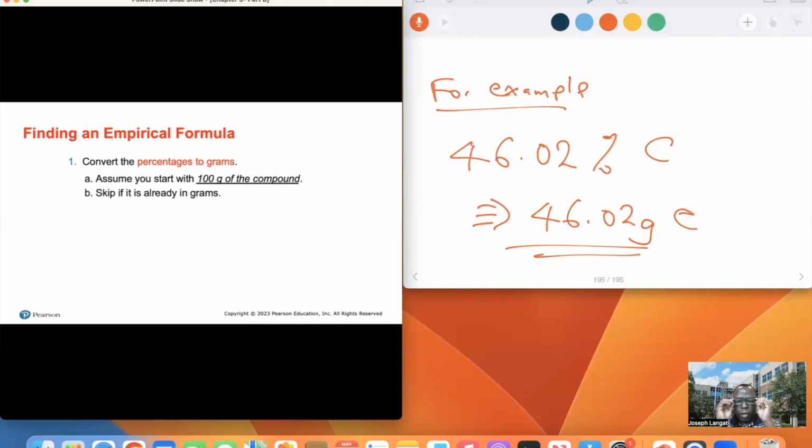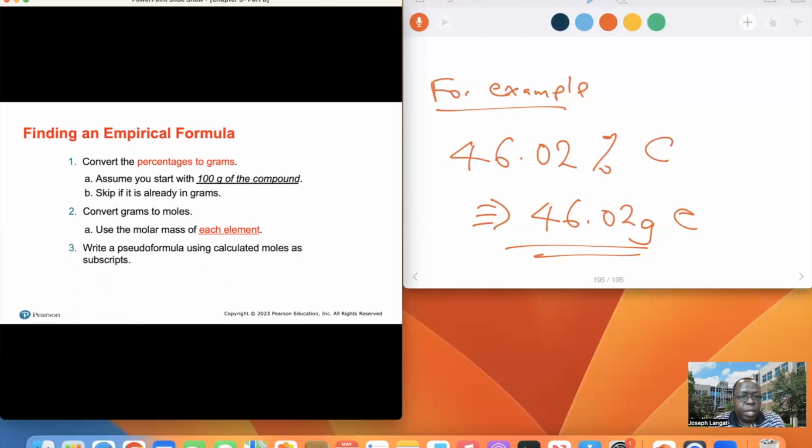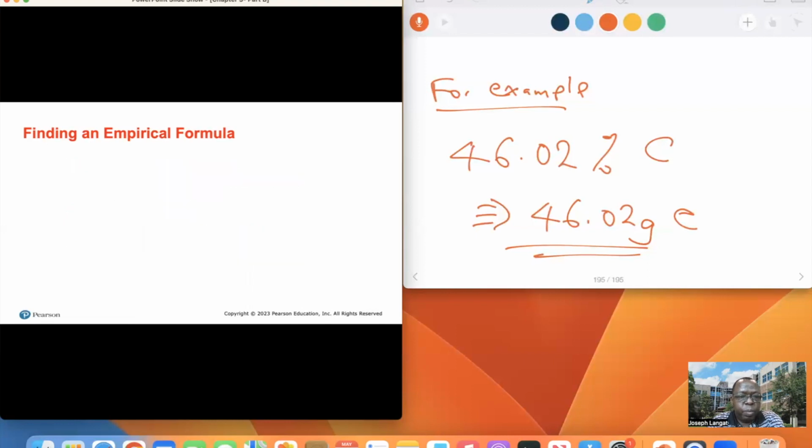If there are only 2 elements in a compound and you are given the percent of one, assume you have 100 and subtract the percent of the other one to get the mass of the second element. If already given in grams, then you don't need to do anything, just use the grams given as it is. Then you convert grams to moles using the molar mass of each element. Of course, you use the periodic table for that. And then you write the formula using the calculated moles.